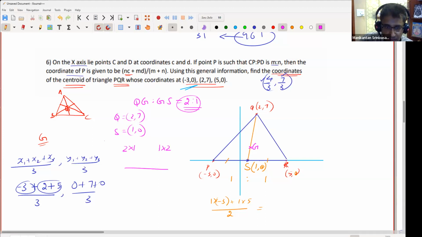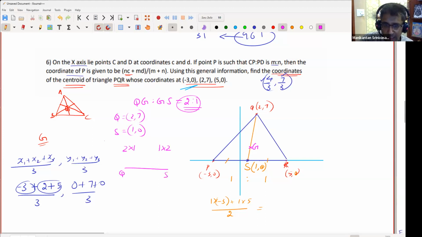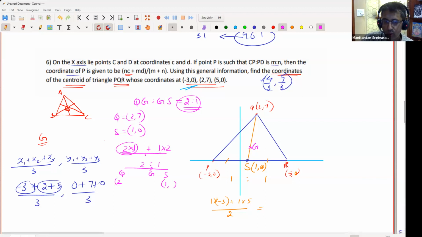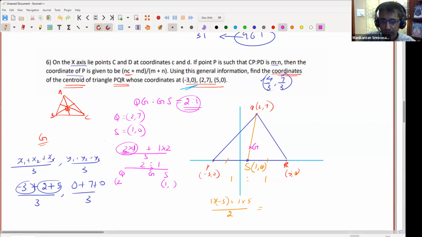So just imagine this is on a plain line like this, QS, and G is sitting somewhere here. Unfortunately, the numbers are all colliding, 2 and 1, so they mean different things. So this ratio I'm saying is 2:1. So how would you divide it? You will take 1 and multiply by the X coordinate of Q, and then divide by 1 plus 2, which is 3. So you get your 4/3.